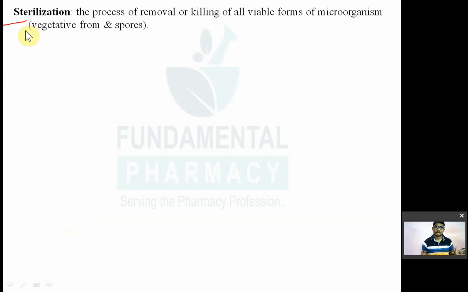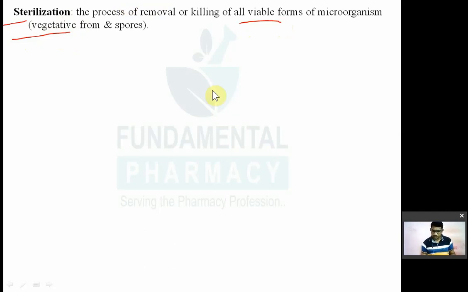So what is basically sterilization? Sterilization means removal of any viable form of organism. Removal or killing of all viable forms of microorganism. That is, viable मतलब any viable मतलब सभी forms, ठीक है. It may be either vegetative or spores. So removal of all kinds of forms of microorganism. Pyrogens also. Pyrogen, vegetative forms, spore forms, etc. So the process of removal of all kinds of organism from your preparation, that is sterilization.